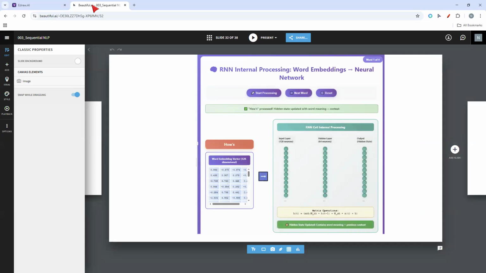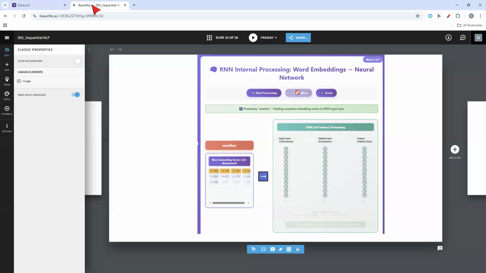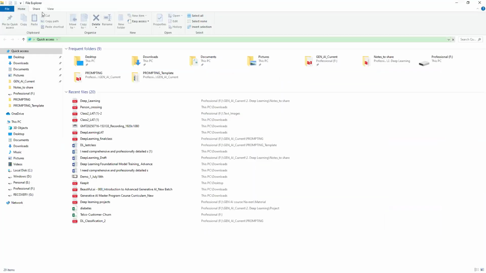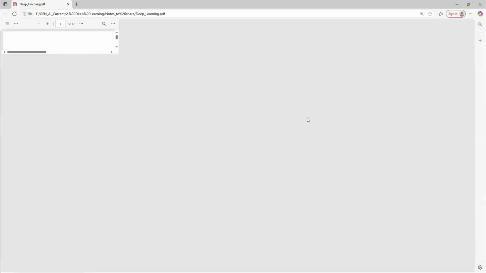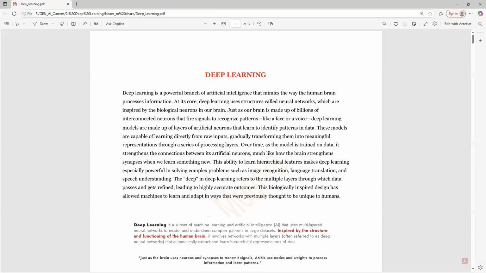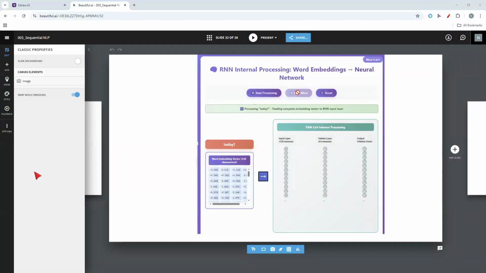Resources in the sense PPT slides you are asking? Yeah, I understood your question. The question is, whatever slides I'm showing you right now, am I going to share these slides with you or not?